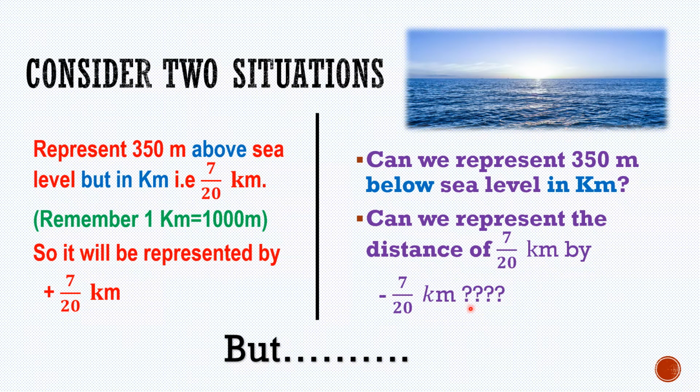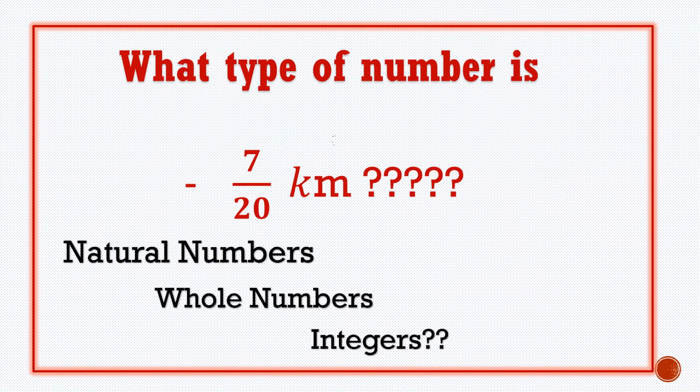But my question is: what type of number is minus 7 over 20? Can you tell me? Is it a natural number? Obviously no, it is not a natural number because natural numbers start from 1, right? Is it a whole number? No. Is it an integer? Think.